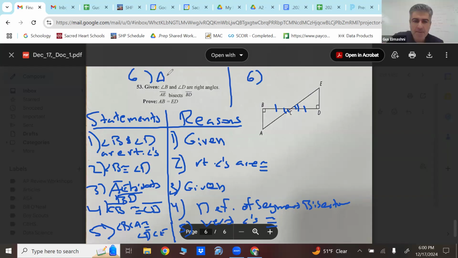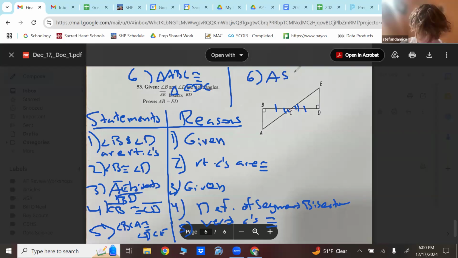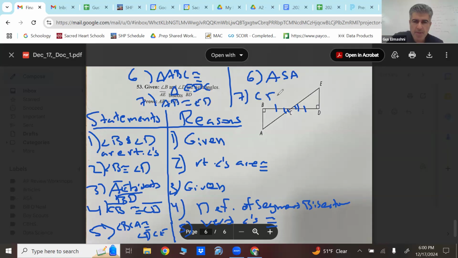Triangle ABC congruent to triangle EDC, and that's angle side angle. And then you say AB equals ED, and that's something called CPCTC. I think have we talked about that? Something like corresponding parts of congruent triangles are congruent.